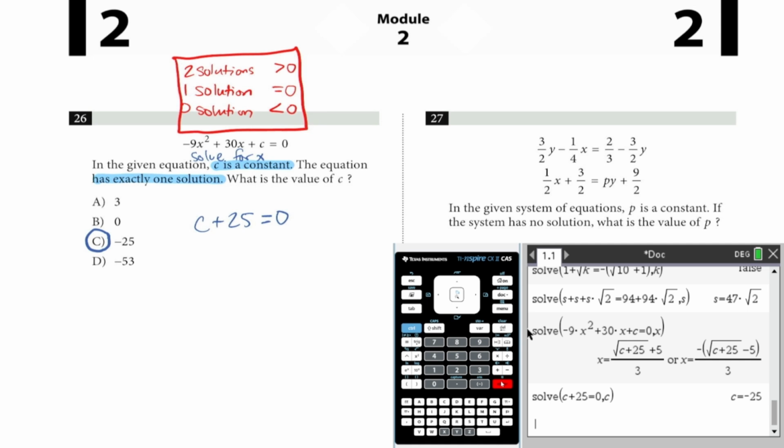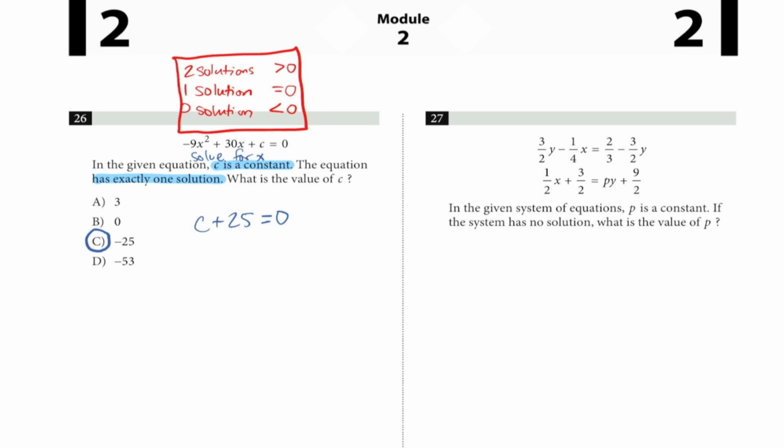Okay, so this next question is actually a great question for us to talk about because it's so similar to the one we just did. Reading it says, in the given systems of equations, P is a constant. If the system has no solution, what is the value of P? So P is a constant. They told us we had a constant, and they told us the number of solutions. That's where this question is so similar to number 26, is how they're phrasing it is nearly identical.